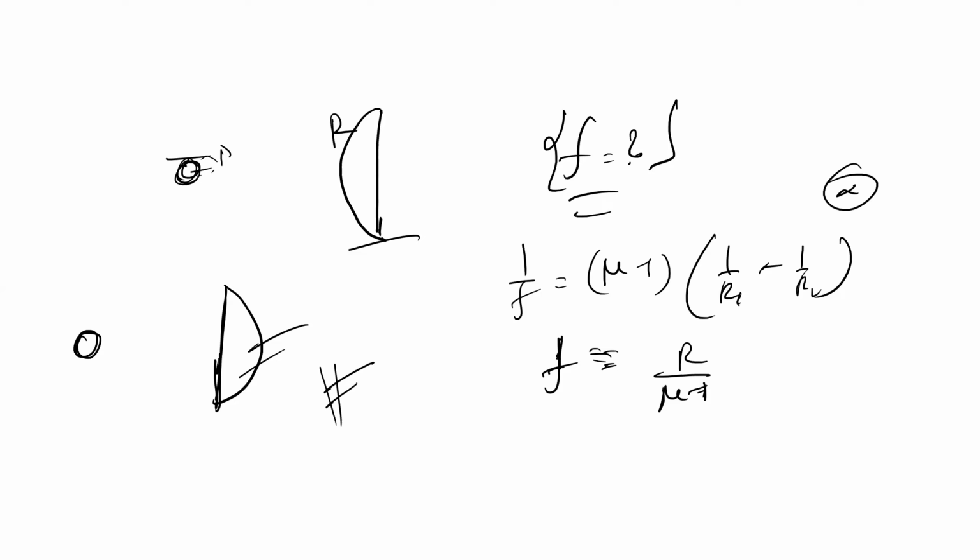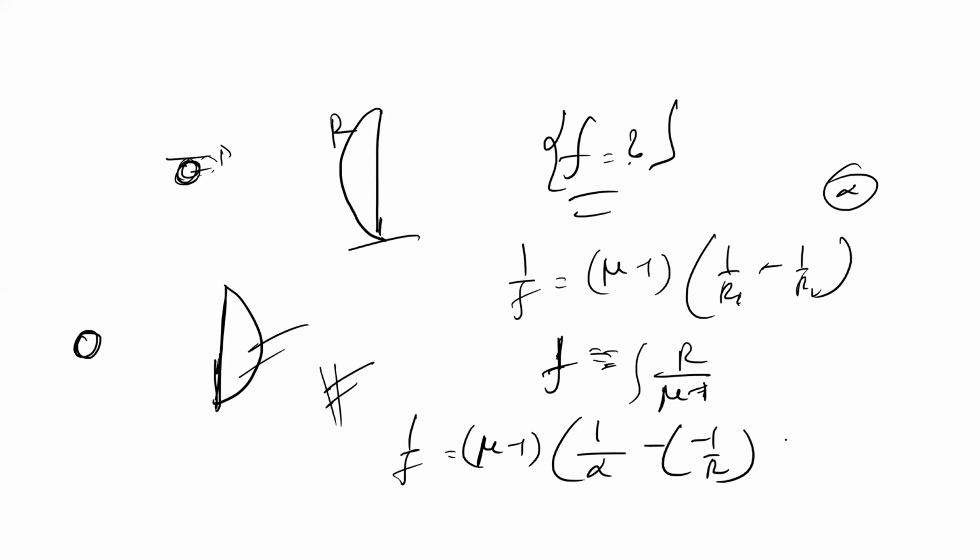Sir, same answer. Same one you will get, right? R by mu minus 1. Okay, R by mu minus 1, got it? Because 1 by f is equal to mu minus 1 into 1 by r1, that is 1 by infinity, minus of minus 1 by r, this will become plus 1 by r, you will get the same r by mu minus 1, got it? Hasan, got it? Yes, sir, got it, sir.